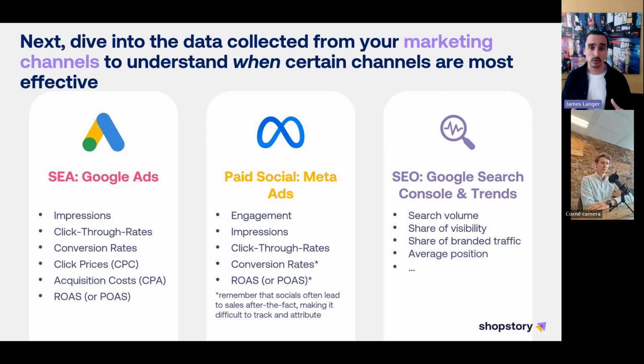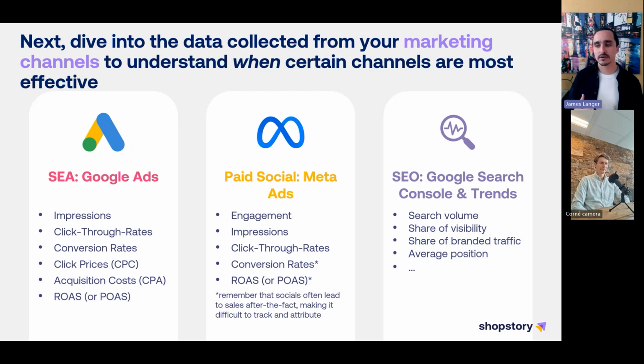So when it comes to things like Google Ads, your SEA, you want to look at impressions, click-through rates, conversion rates, CPCs, CPAs, ROAS, etc. Right? When it comes to your socials, when do you see the most engagement? When do you see the most impressions? And again, CTRs, conversion rates, ROAS, POAS, etc. And then finally, never forget about SEO. As much as we love to focus on paid channels, we also know that organic unpaid is one of the most amazing ways to get a customer, right?